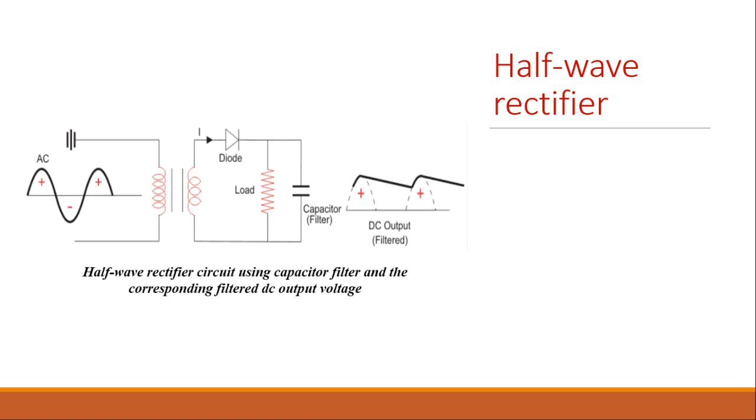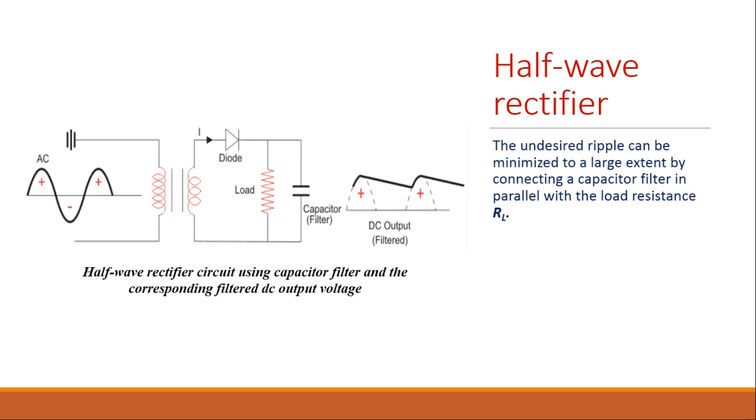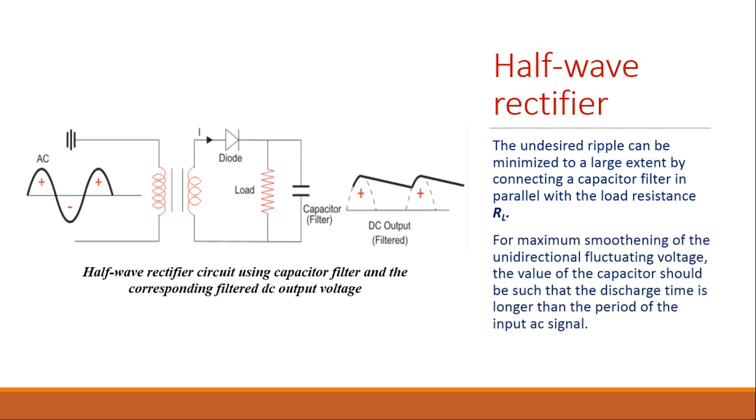The ripples or the undesired AC components can be removed or can be smoothened out by connecting a capacitor in parallel with the load resistance RL in the half wave rectifier circuit. So, you can see here that the capacitor is connected in parallel with the load resistance RL. What will the capacitor do? It will smoothen out the AC components which are superimposed on the output voltage obtained from the half wave rectifier.